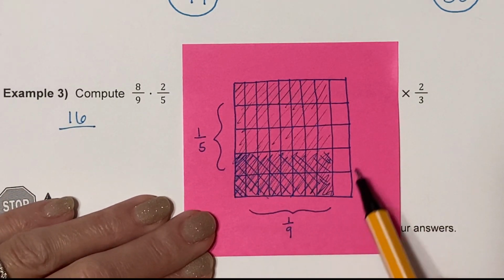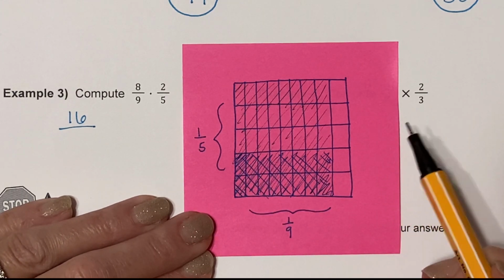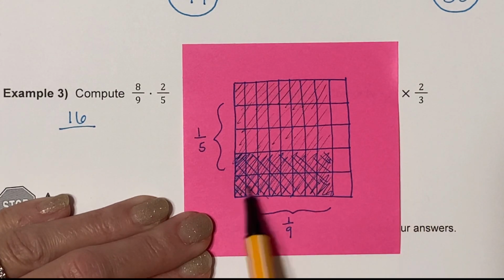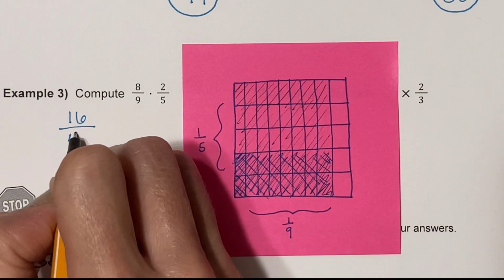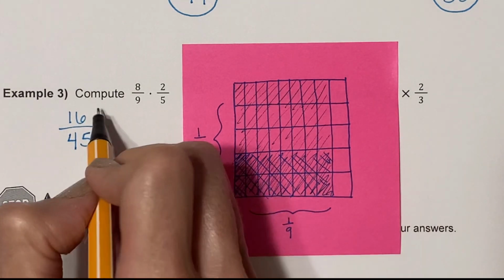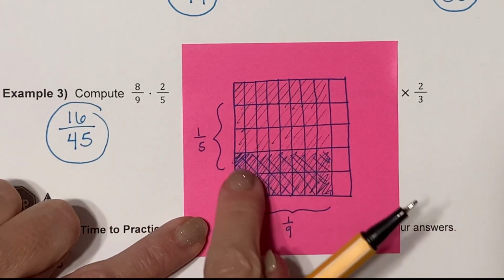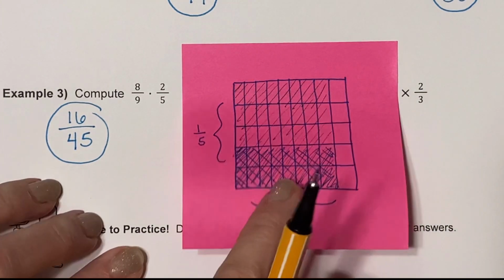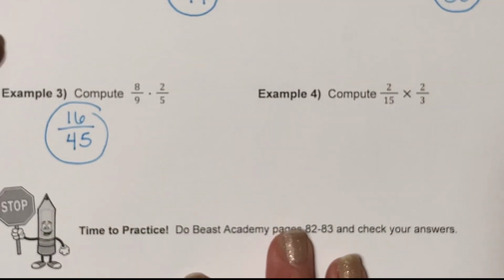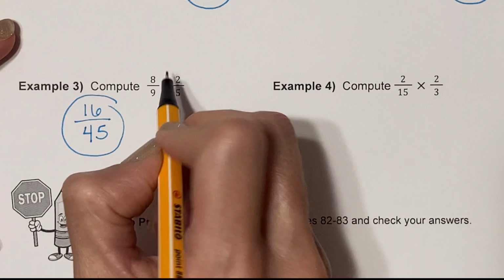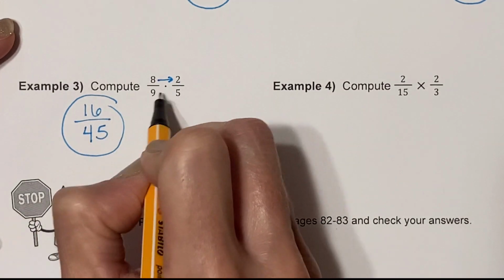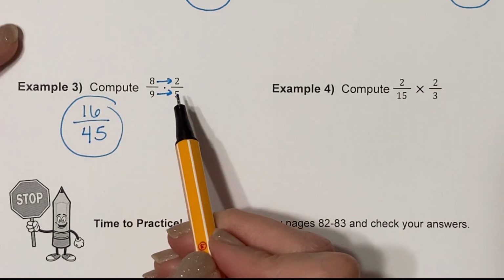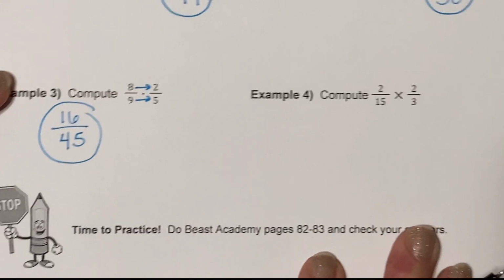But then how many little rectangles do I have total? Well, I have 9 and I have 5 groups. So that's going to be 9 times 5, which is 45. I have 16 out of 45 total little rectangles. And if we look back at our original problem, if we multiply straight across, 8 times 2 is 16, 9 times 5 is 45. It checks out. So multiplying straight across, if you take a look at the picture, that's why it works.